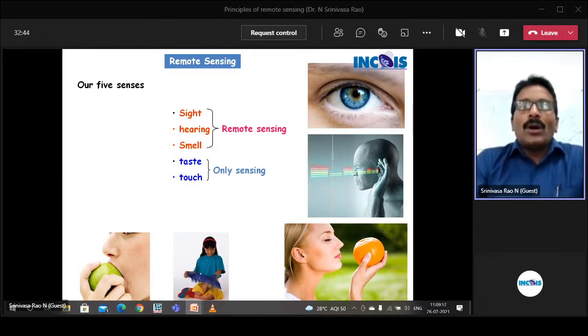Now, for example, how our eye works. You are sitting in front of the system, watching it, and you are not touching anything in front of you.